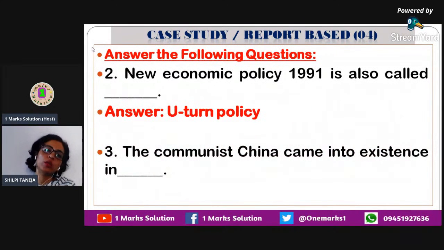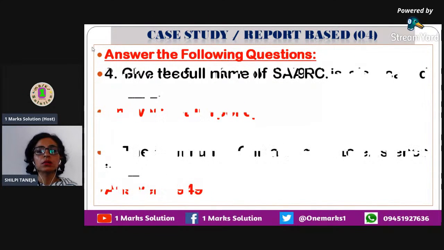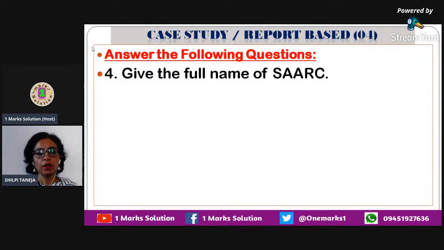Next question says the new economic policy 1991 is also called the U-turn policy for India. Why? Because from there we started the actual growth, right? The communist China came into existence in 1949. See, we in India and Pakistan got independence in 1947, and they started communist China in 1949. So all these countries started together, and then we introduced the reforms almost nearby. That's why we are able to compare these three countries' growth rates, right?